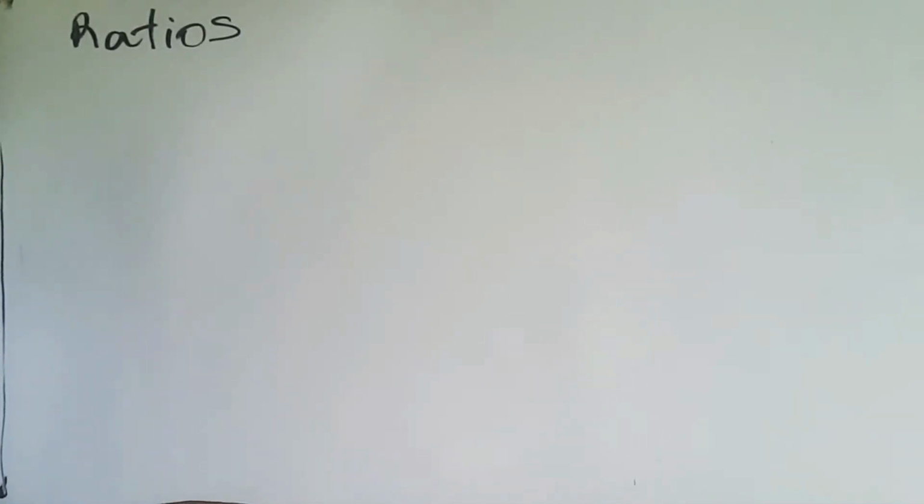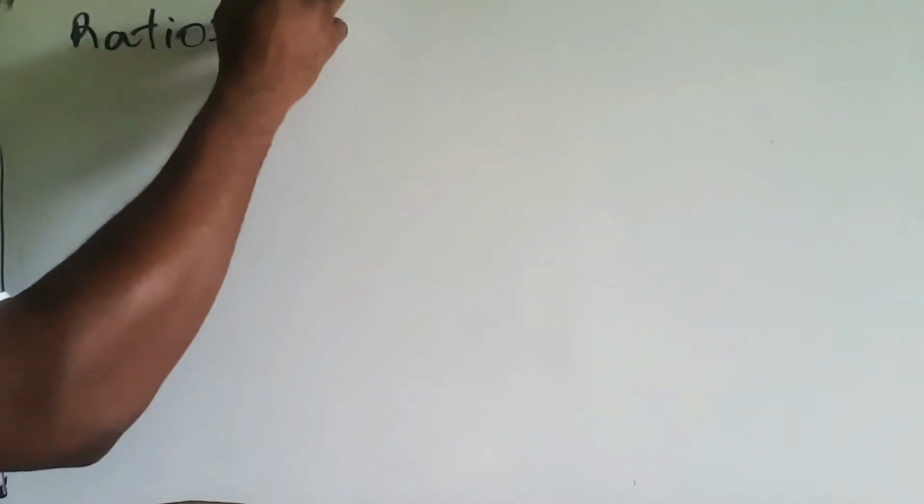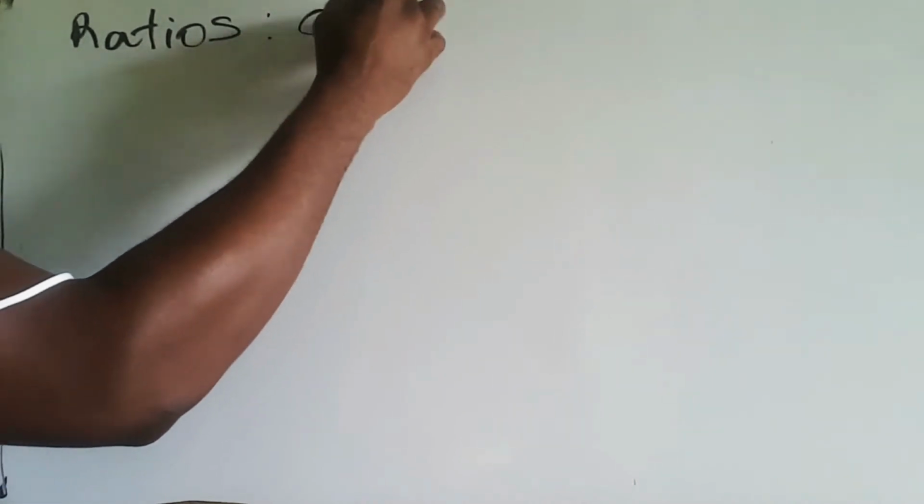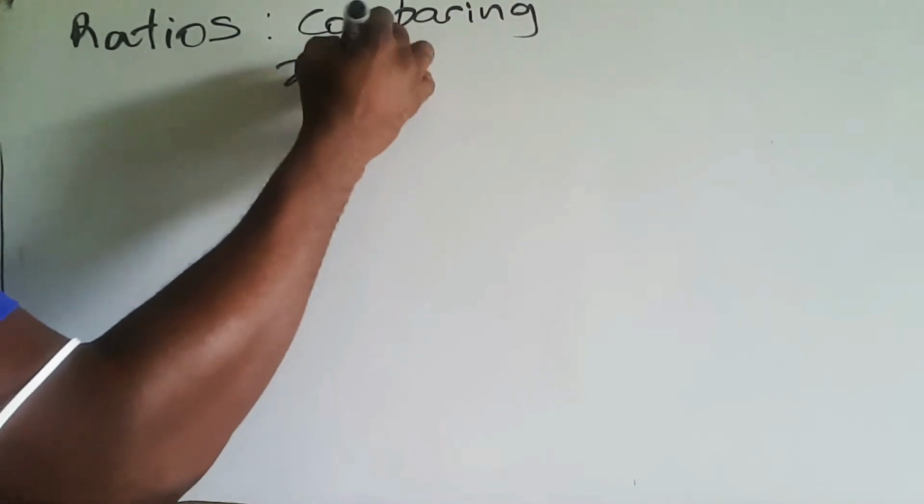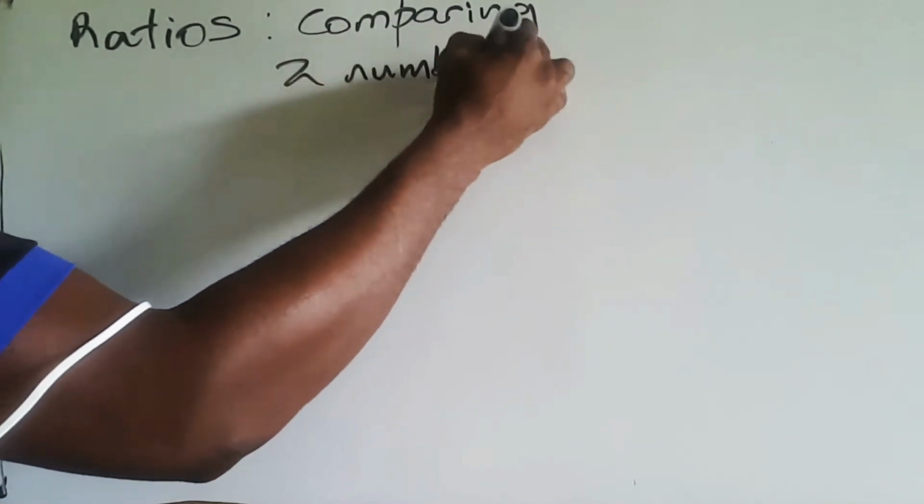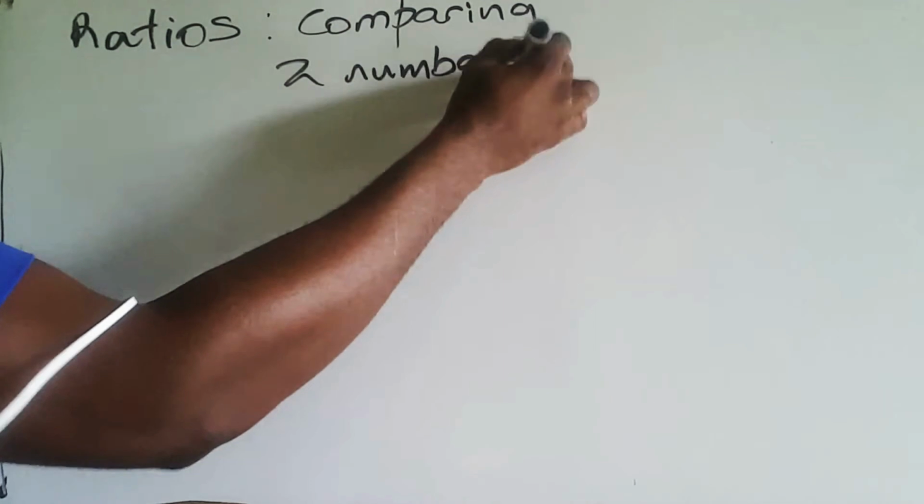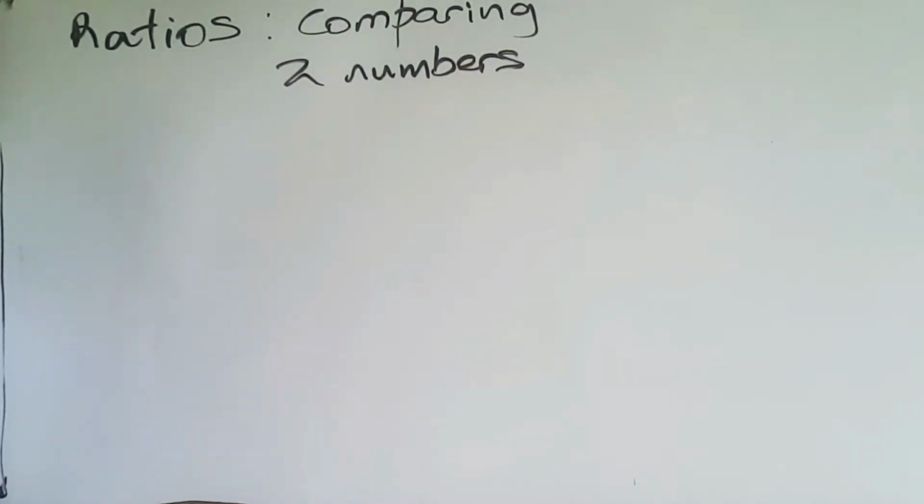Firstly, we want to look at a quick definition of what a ratio is. A ratio really compares. So when we speak of a ratio, we're comparing two numbers, right? So we're looking at it as a comparison. A ratio is actually comparing two numbers. So that's what we're looking at it as.